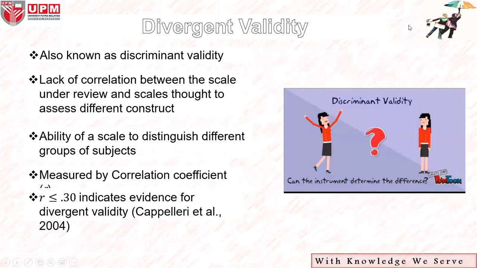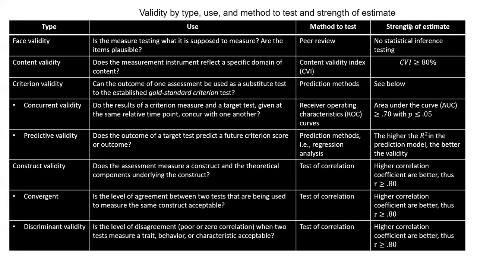Okay. Diverge ni berbeza. It is also known as discriminant validity. How much the two instruments differ from one another. Lack of correlation between the scale under review and a scale used to assess a different construct. So we expect the lack of correlation. Because dia construct yang berbeza, so kita expect dia ada correlation yang rendah. It is the ability of a scale to distinguish different groups of subjects. It is also measured by correlation coefficient, sama juga dengan convergent validity tadi, but a correlation coefficient value lesser than or equal to 0.3 indicates evidence for divergent validity. Converge, kita nak the correlation coefficient value high, but diverge, we want lower correlation coefficient value. Faham eh? Any question?